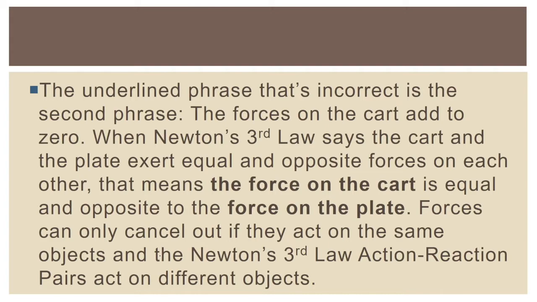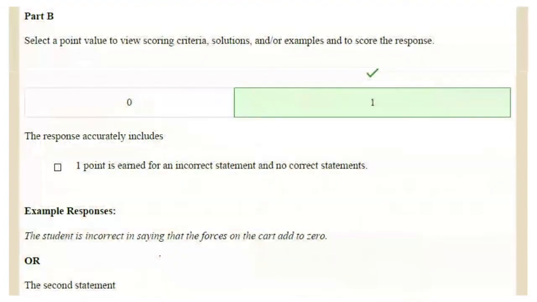Looking at the scoring guide here for part B, notice they're just looking for the answer. 1 point for an incorrect statement and no correct statements, basically just meaning you highlighted the correct part of what that kid said. And that could include the student is incorrect in saying the forces should add to 0, or simply by saying the second statement. Notice we've seen a pattern here now with this first and second statement business. I think it's important to point out this thing that you've been noticing now maybe in this pattern, that they keep using phrases like the first statement and the second statement in the scoring guide.